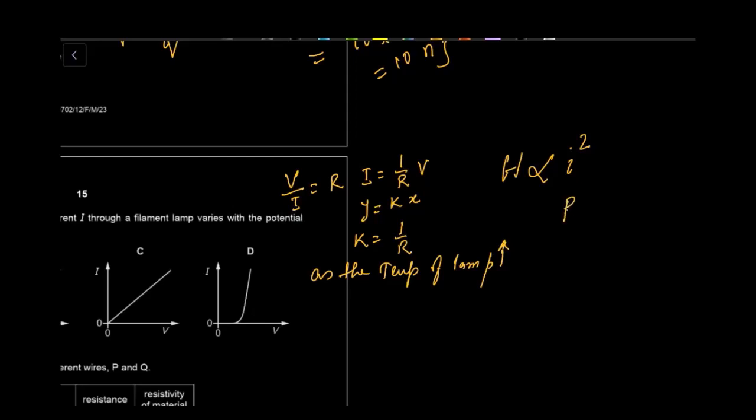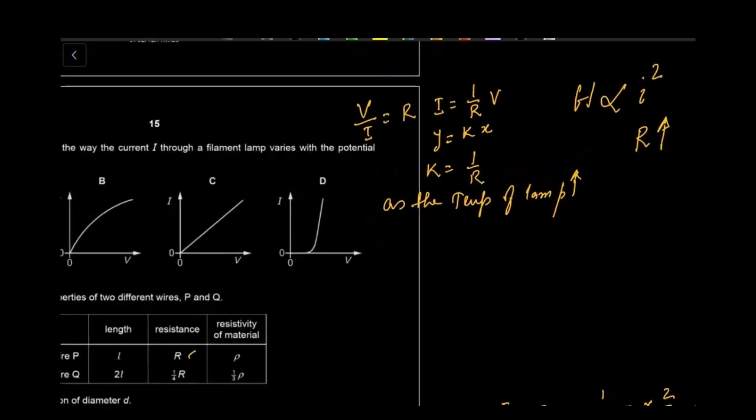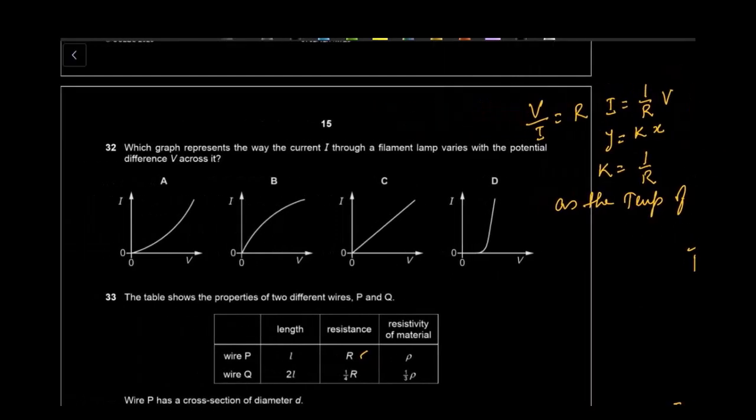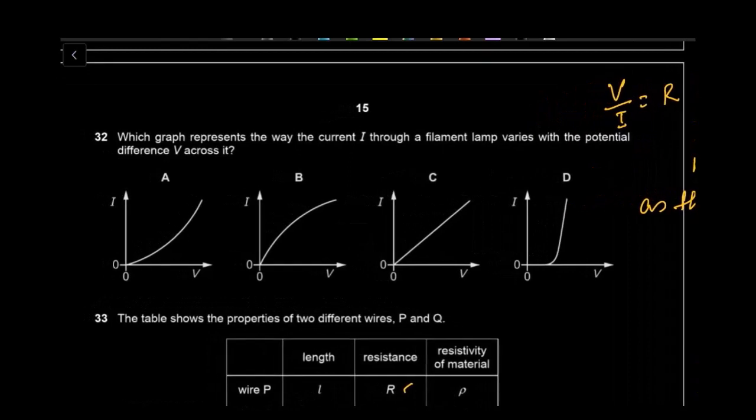So this will increase the resistance of the filament. When the resistance of the filament increases, 1 upon R decreases, so the slope of the IV curve will decrease. Out of these, we have to find the one having a decreasing slope. Between these, option B has a decreasing slope. Here the slope is this, and as we proceed, the slope keeps on decreasing. So option B is correct.